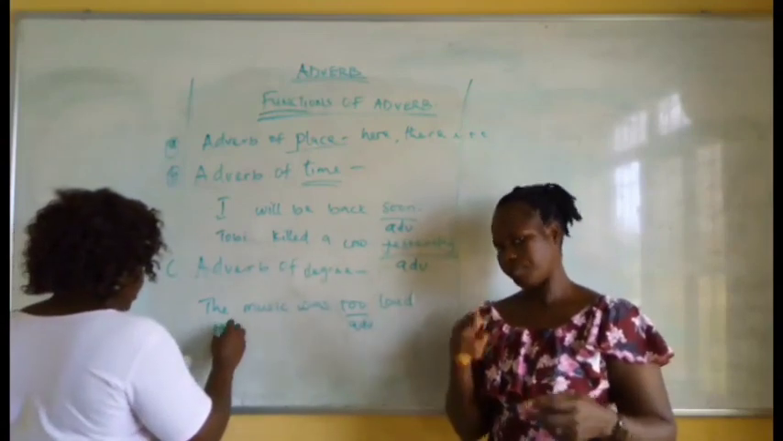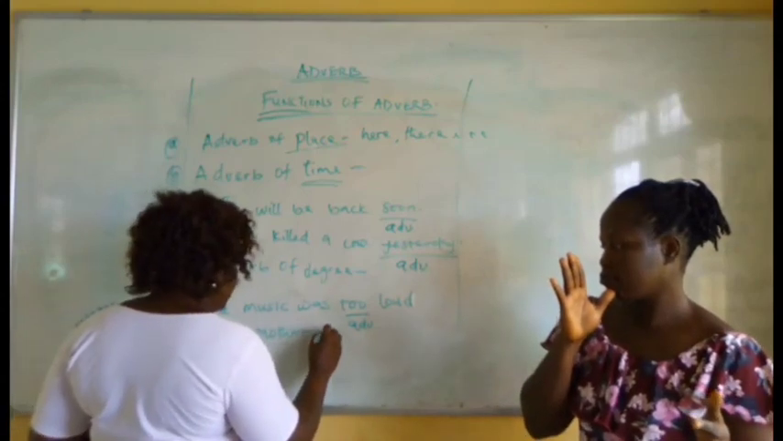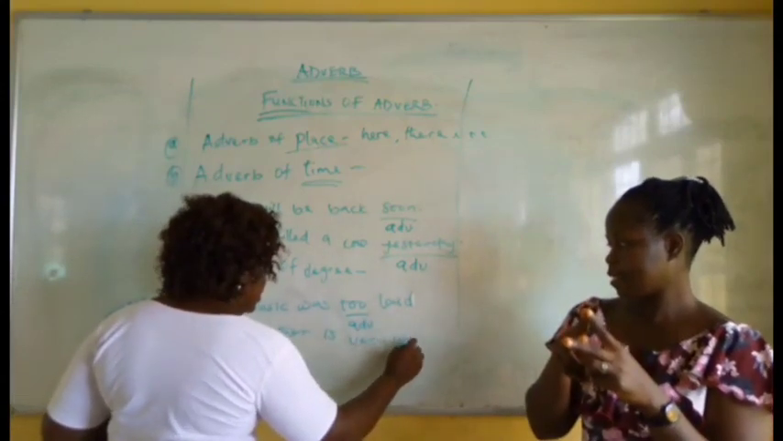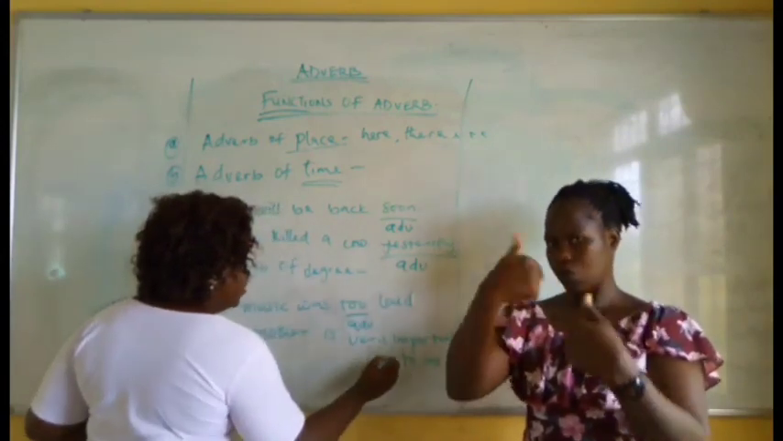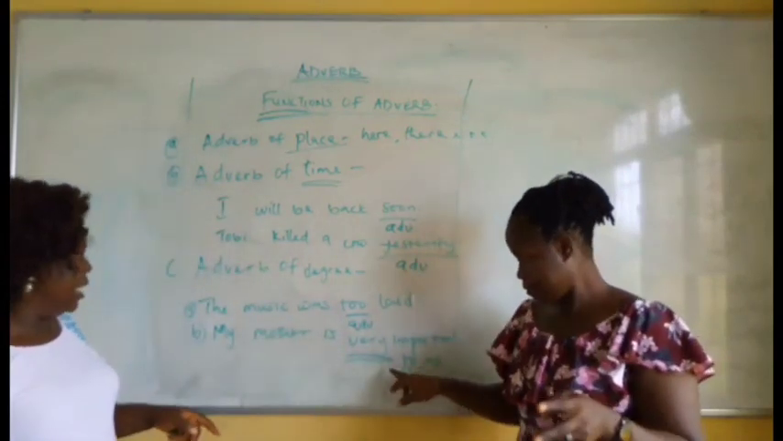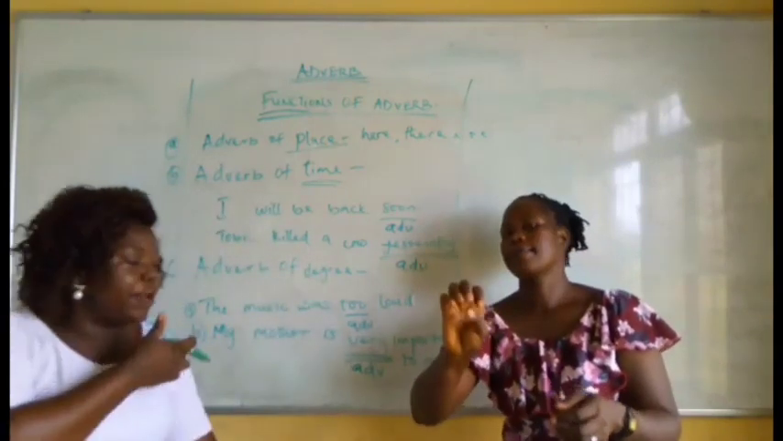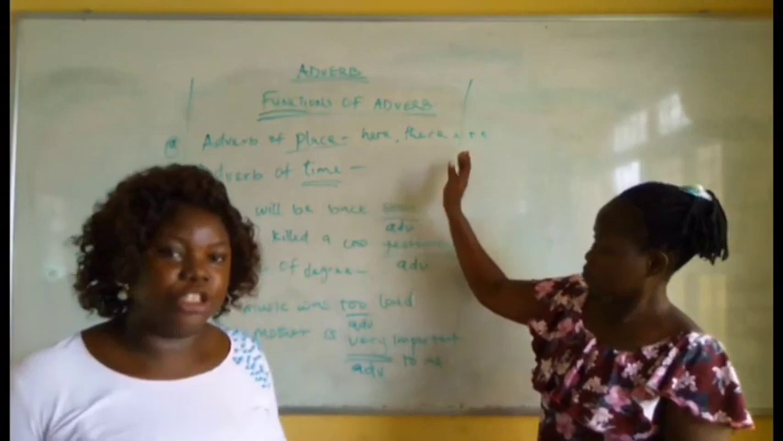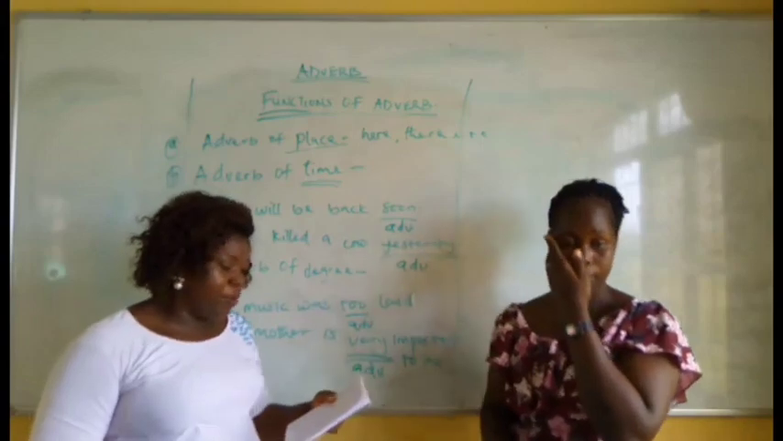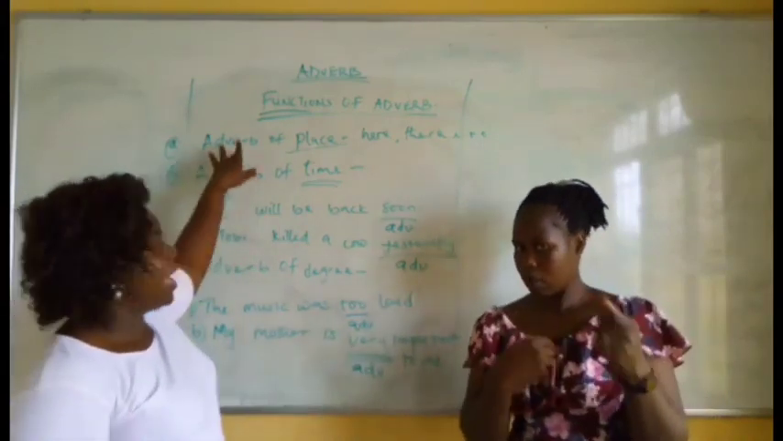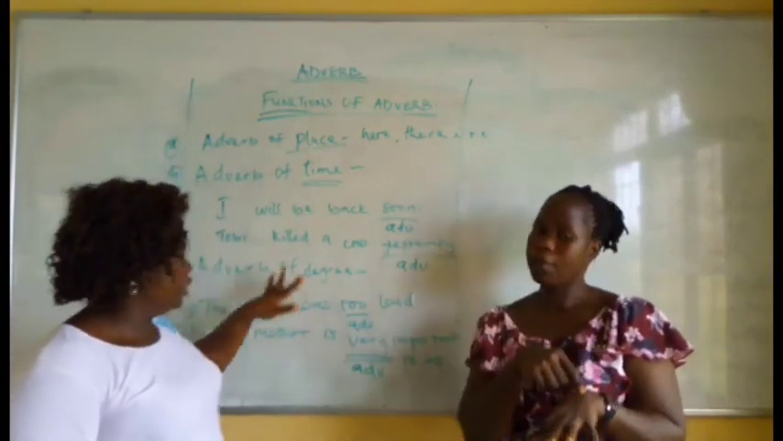Now, another example is this. My mother is very important to me. The adverb of degree here is very, because it shows the extent to which your mother is important to you. Very is the word that shows that. I hope you are following me. Let's start from the beginning. We have adverb of place, adverb of time, adverb of degree.